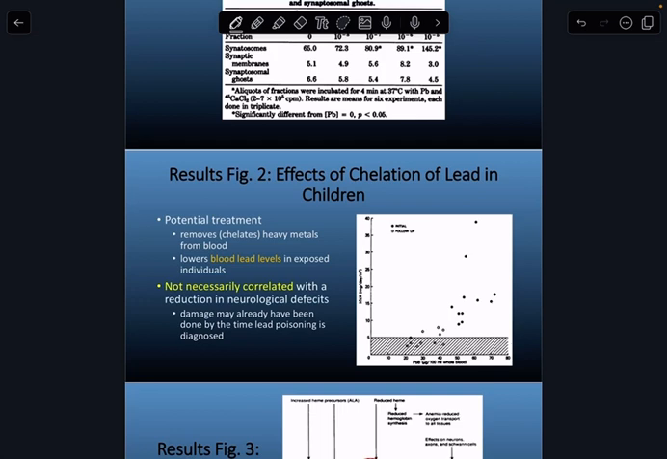However, the paper points out, this is not necessarily correlated with a reduction in neurological deficits. So even though these children were treated and their blood lead levels dropped, the damage may already have been done by the time you can diagnose lead poisoning, which again means that treatments are not necessarily the most effective, right? The damage is done already. You can lower the blood lead levels, but the brain has already been affected.